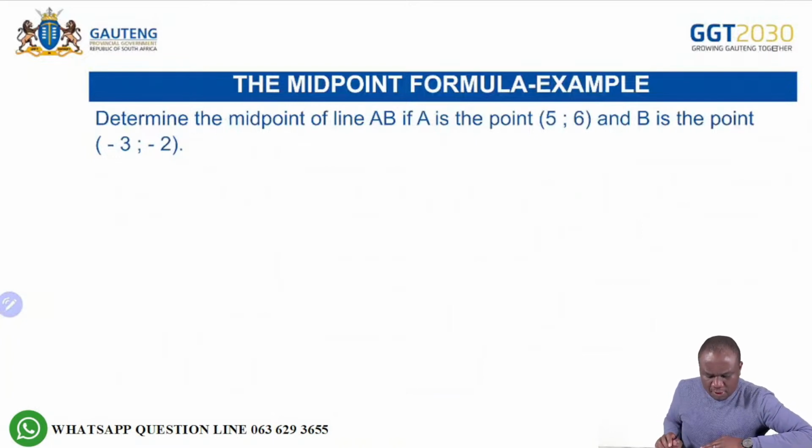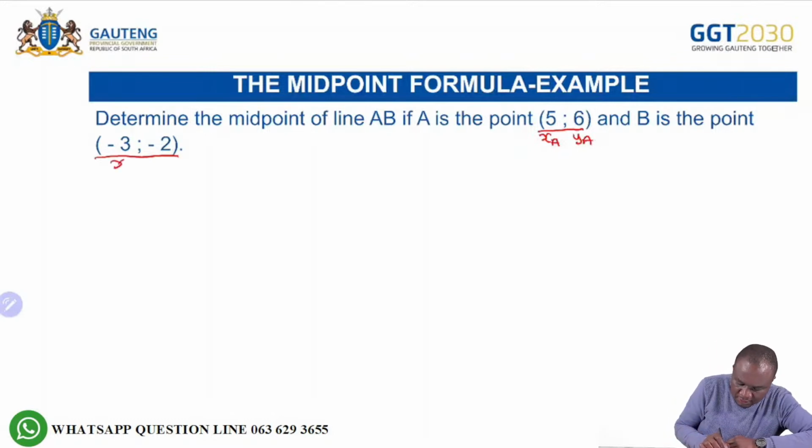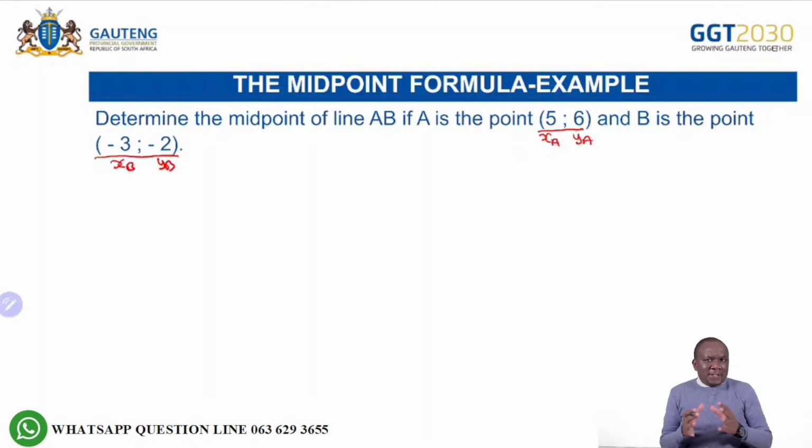Now, determine the midpoint of line AB if A is the point 5, 6, and B is the point -3, -2. Right, so this is XA, this is YA, and this is XB, and then YB. Now I have to find the average of the x coordinates, XA plus XB divided by 2, then YA plus YB divided by 2.